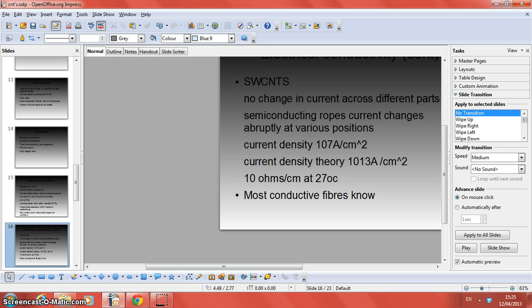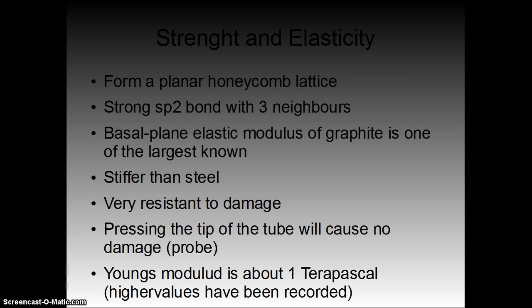Elastic modulus: graphite has one of the largest in the world. The basal plane elastic modulus of graphite is one of the largest of any known material. For this reason, carbon nanotubes are stiffer than steel. It could be 100 times stronger than steel. They're very resistant to damage.